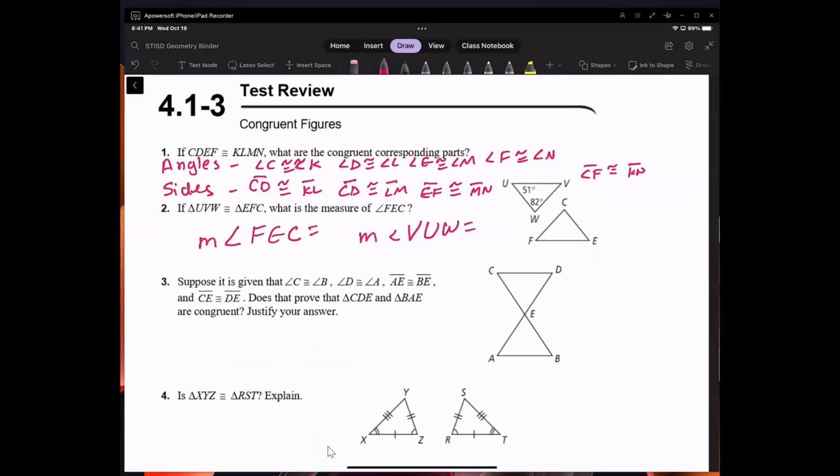If triangle UVW is congruent to triangle EFC, what is the measure of angle FEC? The measure of angle FEC corresponds with the measure of angle VUW. So you know that's 51 degrees, and we know that those are corresponding angles, and those angles are congruent because the statement says triangle UVW is congruent to triangle EFC. So angle FEC is equal to 51 degrees.